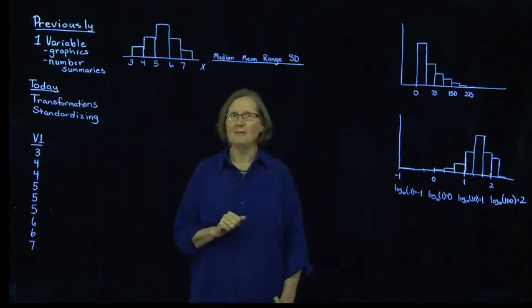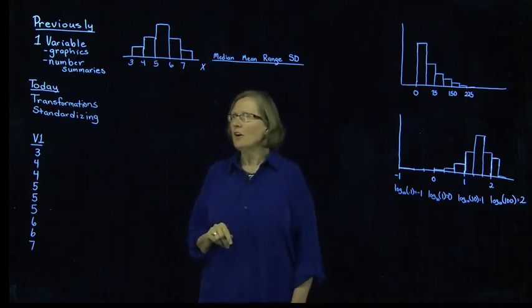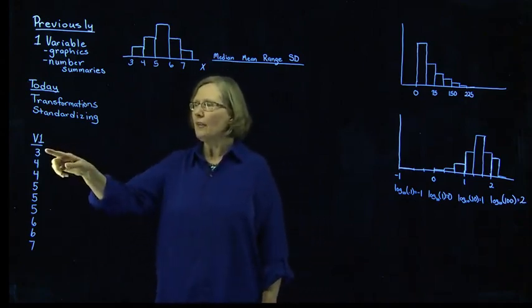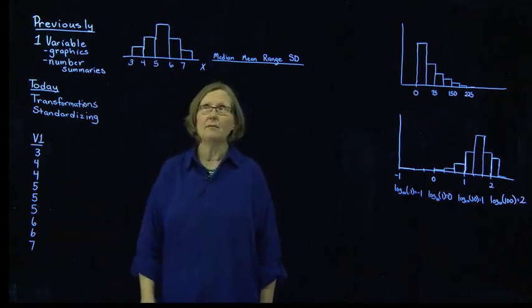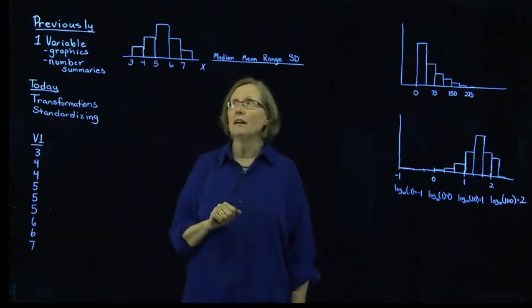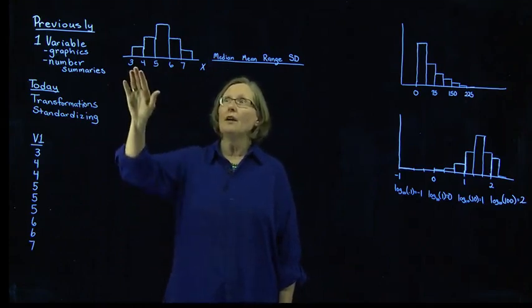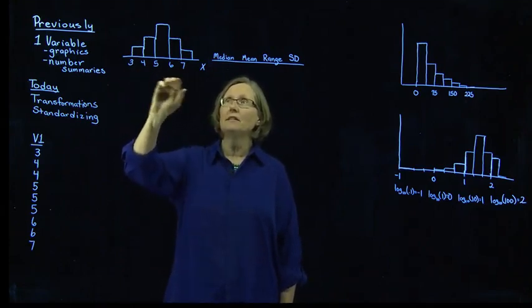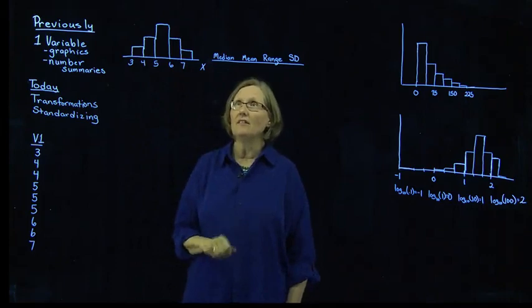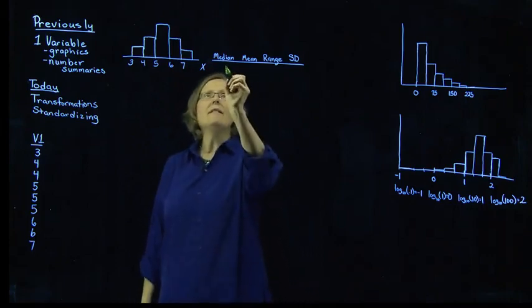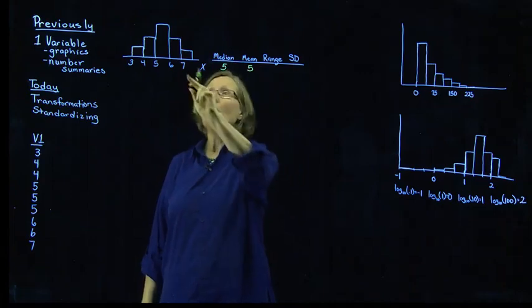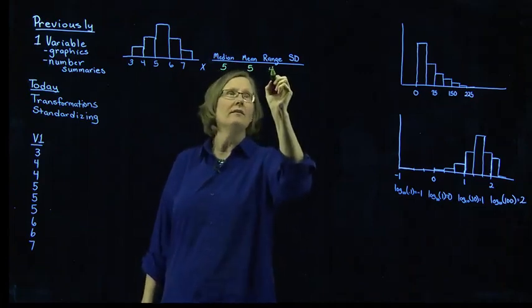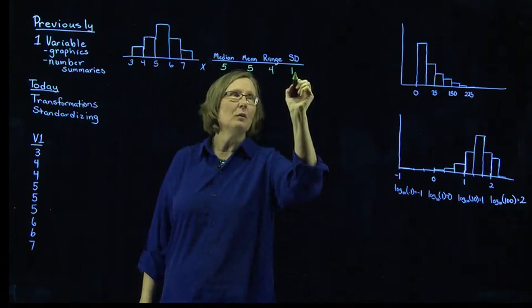So let's get started. Recall one of our earlier variables that had a 3, 2 4s, 3 5s, 2 6s, and a 7. The histogram looked like this. 1/9 of the area was on 3 and 7, 2/9 on 4 and 6, and 3/9 on 5. The median of that variable was 5. The mean was 5. The range was 4. And the standard deviation was 1.2.